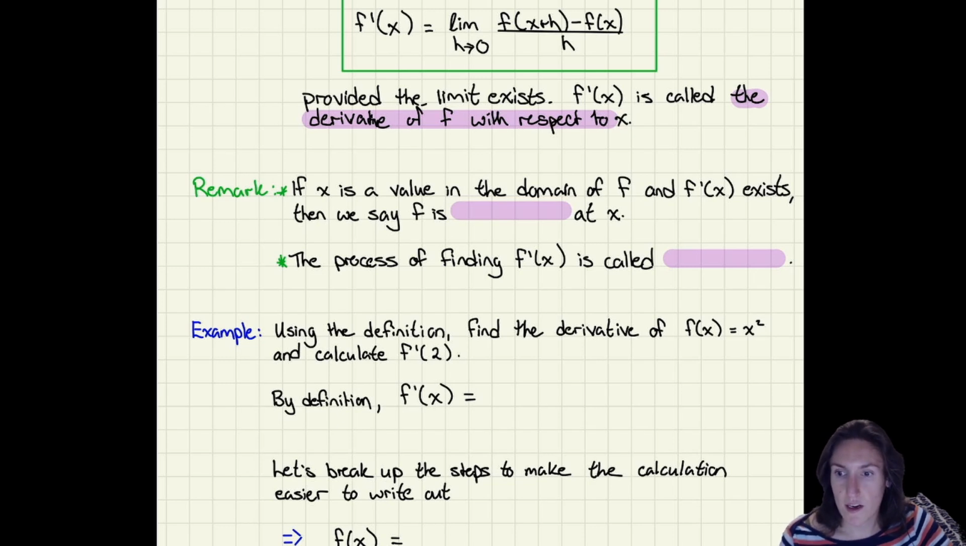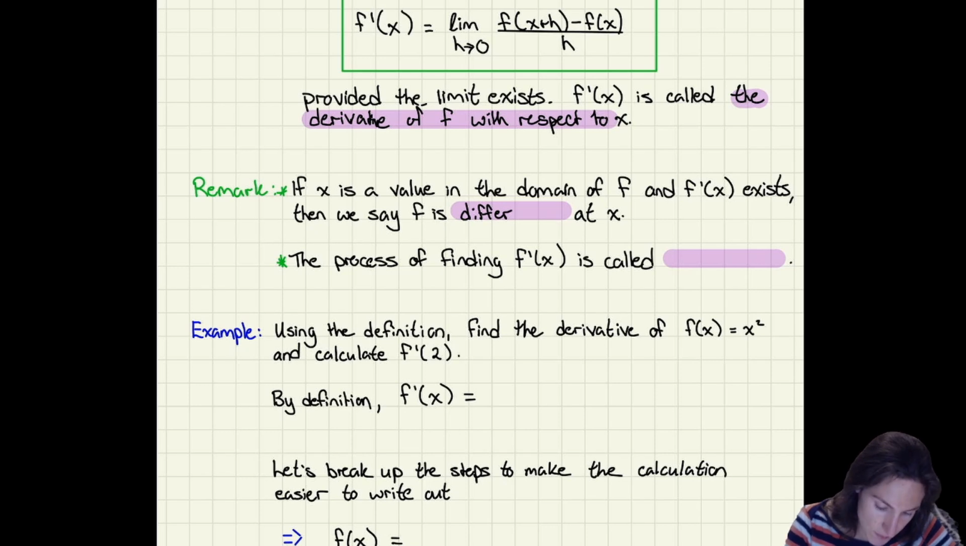Okay, so if x is a value in the domain of f and f prime exists, then f has a special name. It's called differentiable at x. So we had if a function was continuous, now we also have a function if it's differentiable or not. And there's a special relationship between a differentiable function compared to a continuous function, and we'll talk about that in the next video.